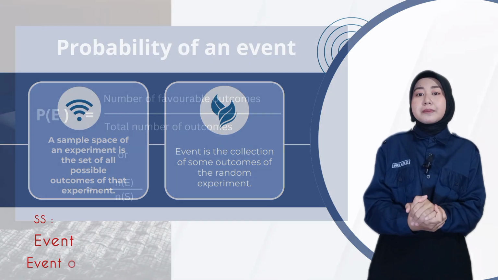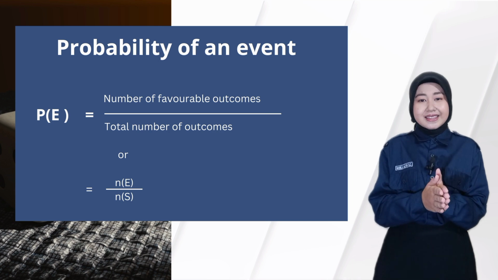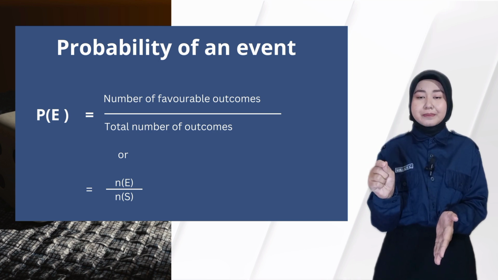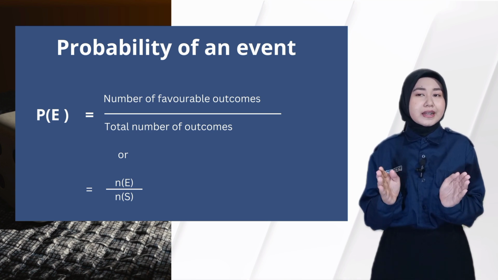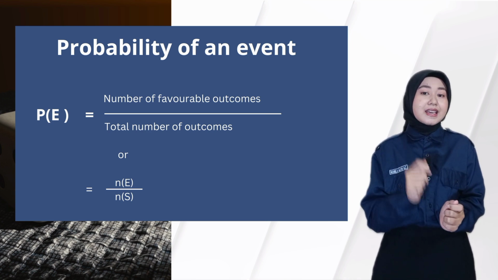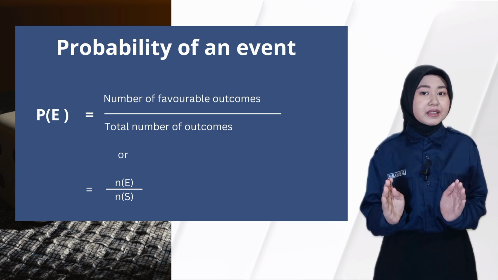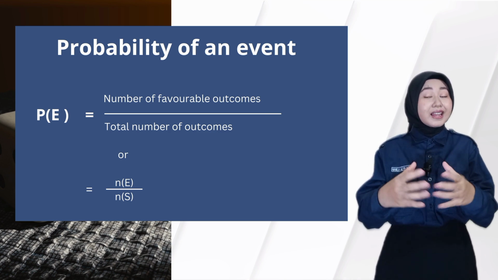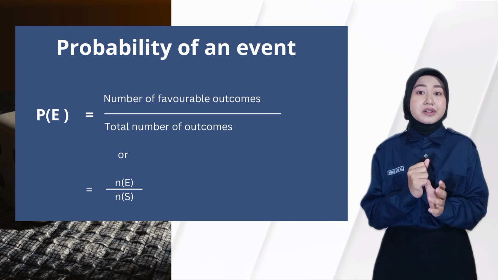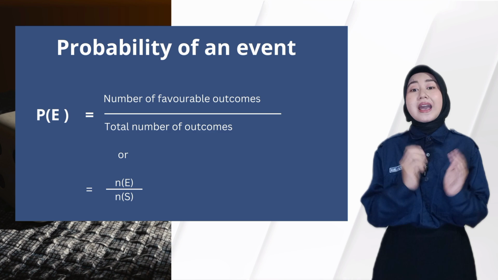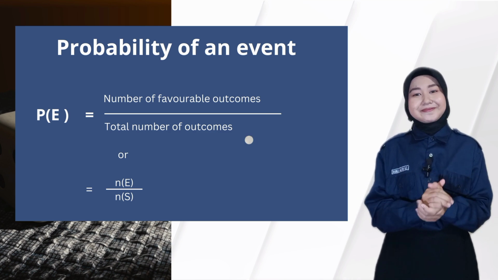Okay, now we learn how to calculate the probability of an event. P(E) is the number of favorable outcomes over the total number of outcomes. We often write it as P(E) equals n(E) over n(S), where E is the event, so n(E) is the number of elements in the event, and S is the total outcomes or sample space. So n(S) is the number of elements in the sample space.